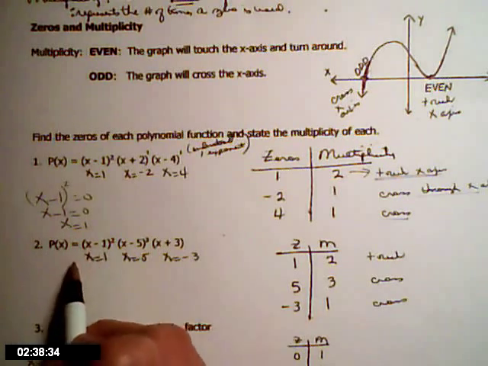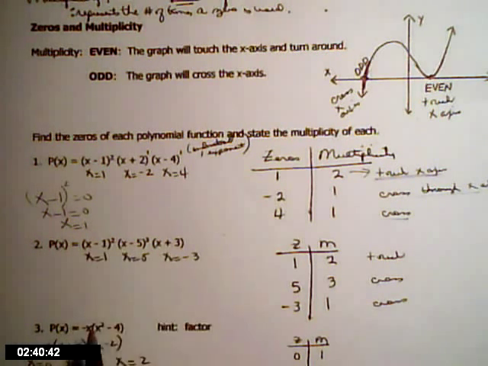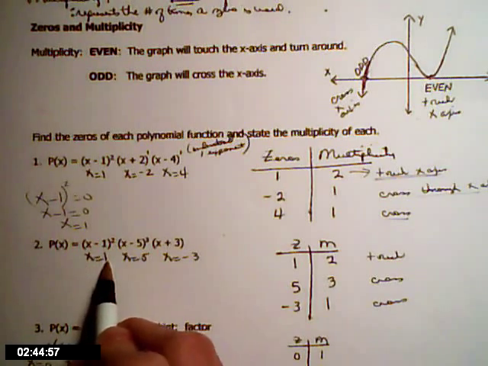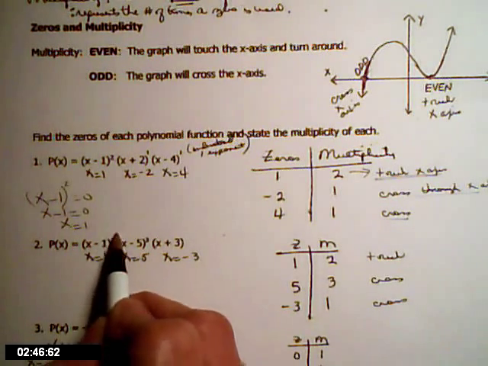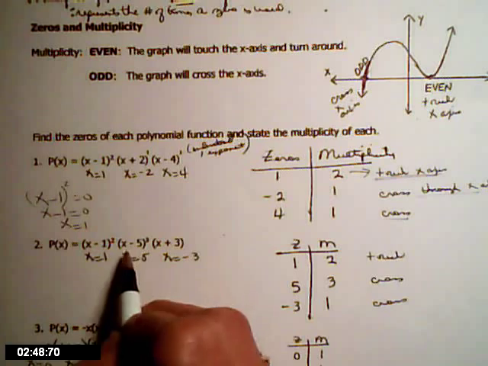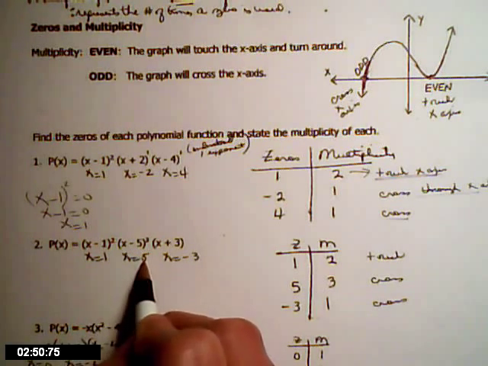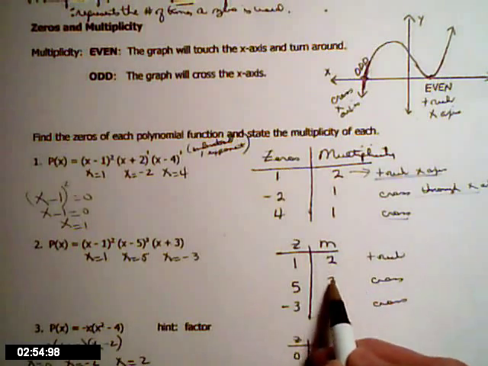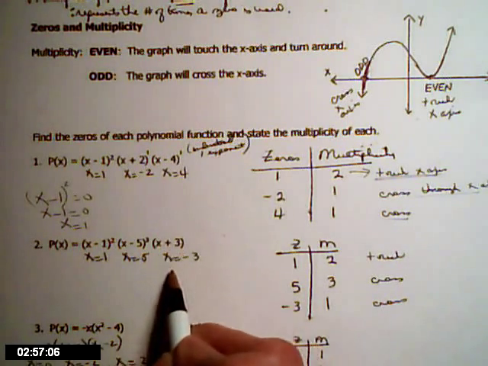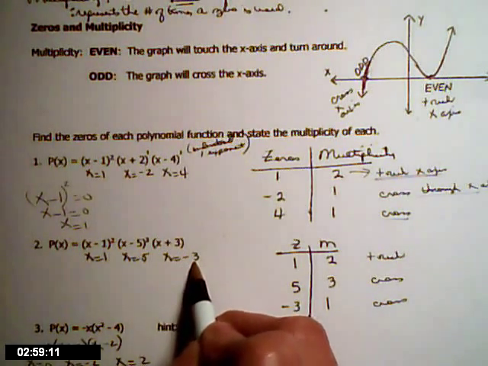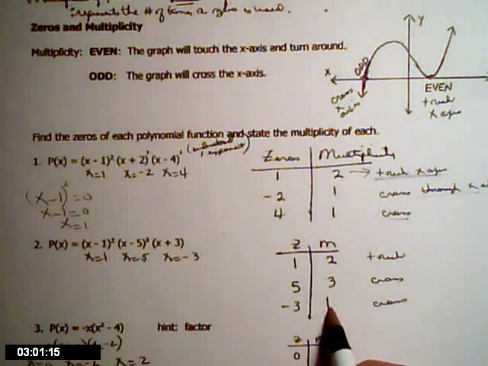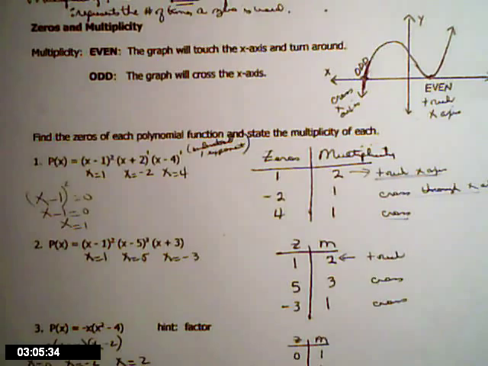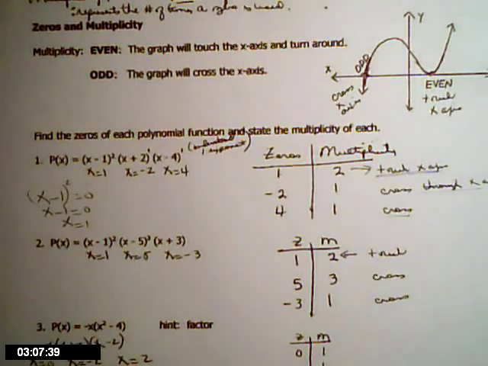In problem number 2, I'll set each of these factors equal to 0. So x minus 1 becomes x equals 1 with a multiplicity of that exponent, which is 2. X minus 5 set equal to 0 becomes x equals 5. Multiplicity is that power, 3. X plus 3 becomes x equals negative 3 with the multiplicity understood 1. Now again, because that multiplicity is 2, that graph would touch the x-axis, not cross.